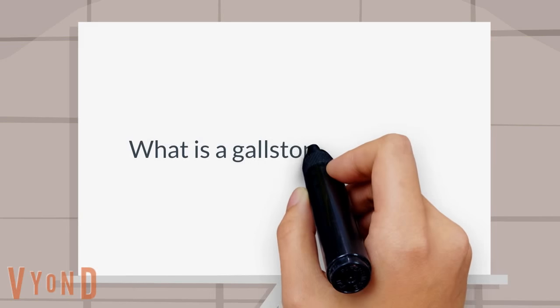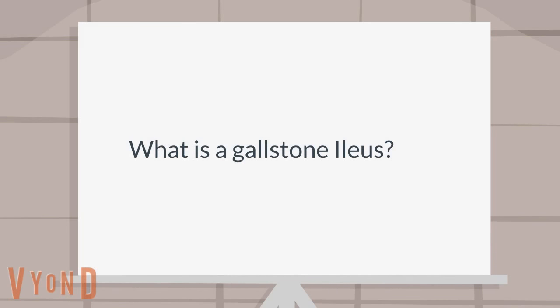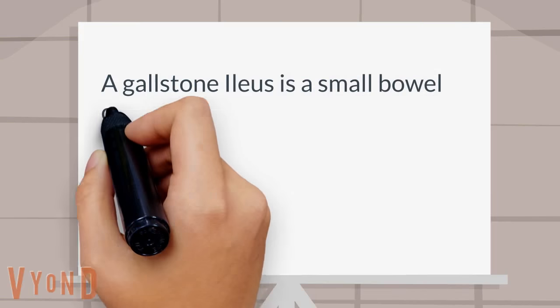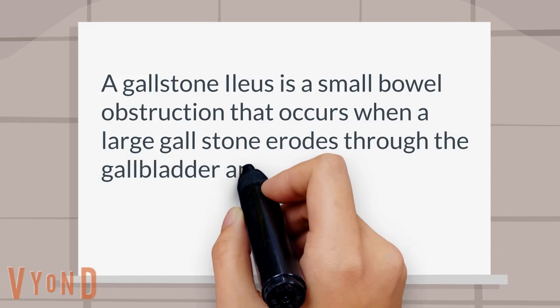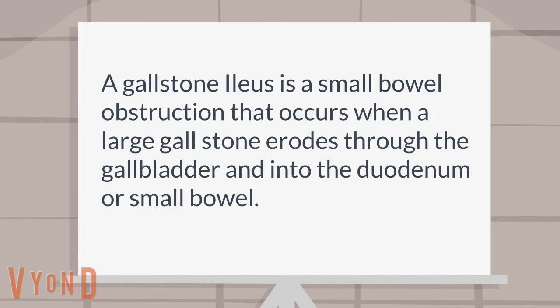What is a gallstone ileus? A gallstone ileus is a small bowel obstruction that occurs when a large gallstone erodes through the gallbladder and into the duodenum or small bowel.